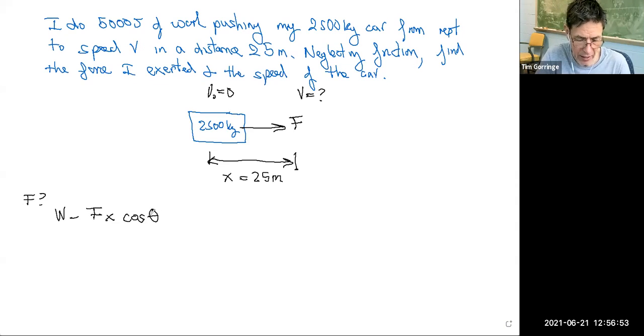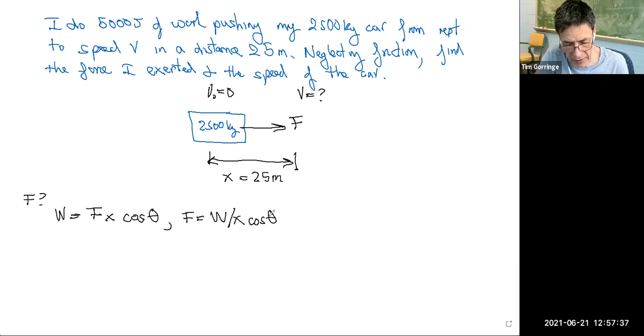It's this little guy here. W is the work done in joules. F is the force exerted in newtons. X is the distance over which the force is exerted. And cosine theta is an angle. It's the angle between the direction of the force and the direction of the displacement. So we can take that equation and rearrange it for the unknown force, in terms of the known work that's done and distance pushed.